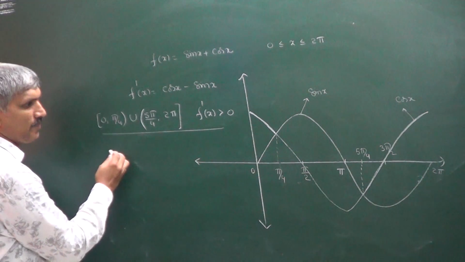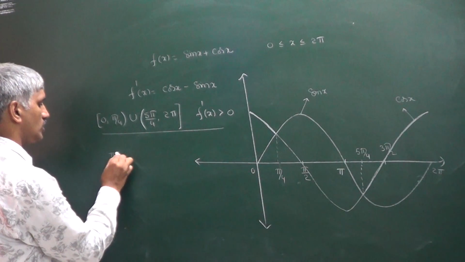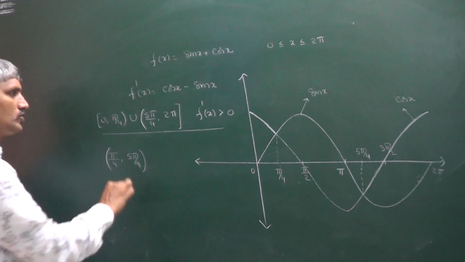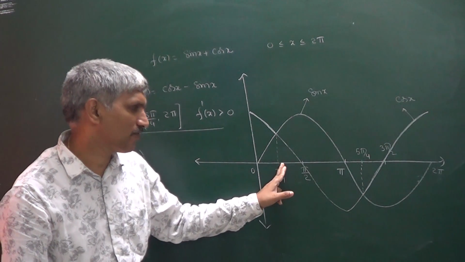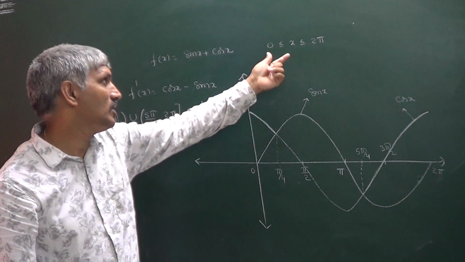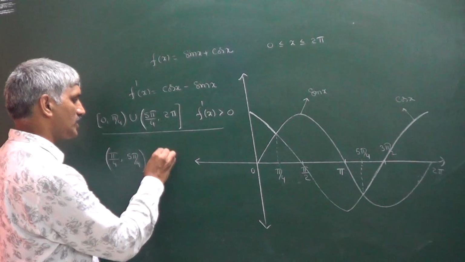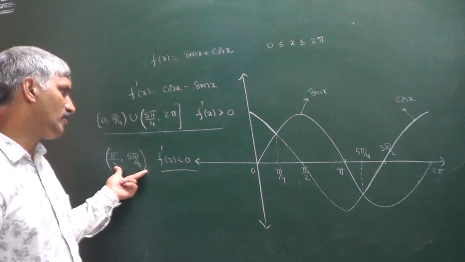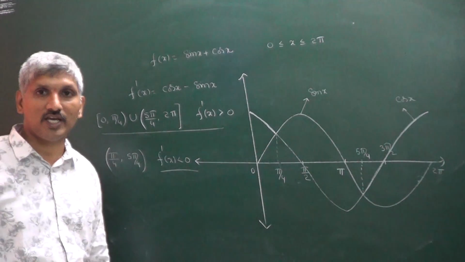But what happens for the other values? Again you can observe, if x values are between pi by 4 and 5 pi by 4, in this interval which graph is dominating? From pi by 4 to 5 pi by 4, the sin x graph is dominating. Sin x has more values, which means cos x minus sin x is negative, right? That's why we are getting f dash of x less than 0 in this interval. So in this interval the function is strictly decreasing, whereas in the other interval the function is strictly increasing.